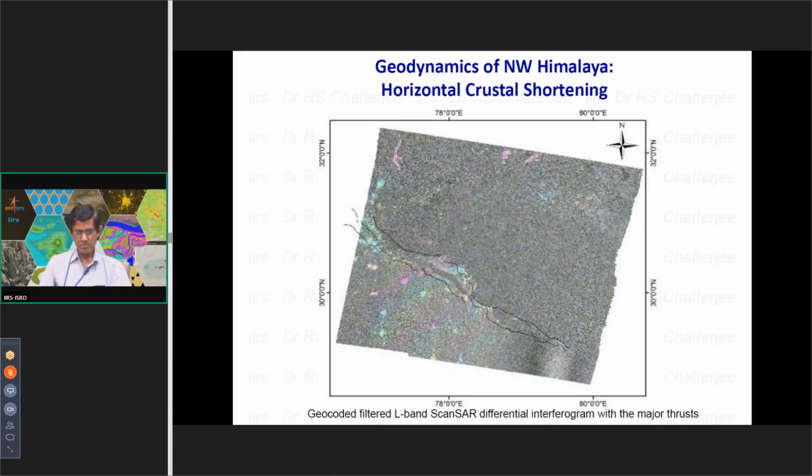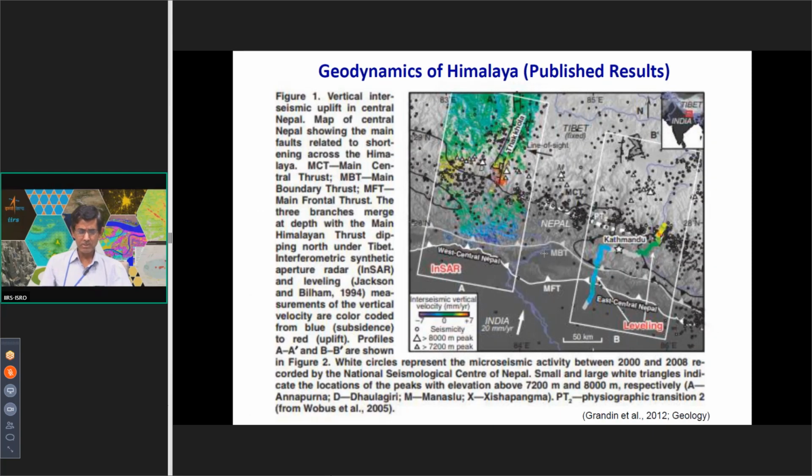Now to identify this horizontal shortening, we did wide swath processing, and by this wide swath ScanSAR interferometric processing, we have tried to identify the possible locations of horizontal shortening. Here some of the published results we have shown, showing east central Nepal and west central Nepal, this observation from south to north.